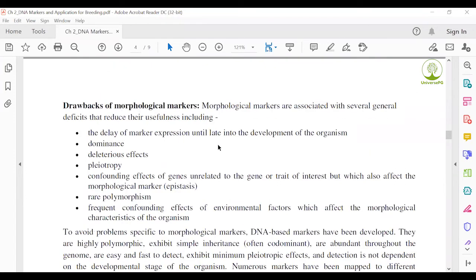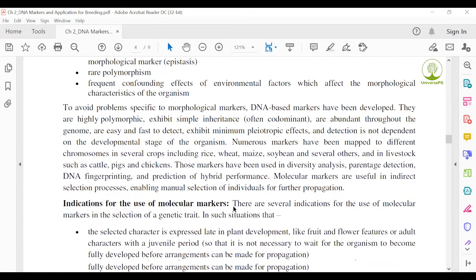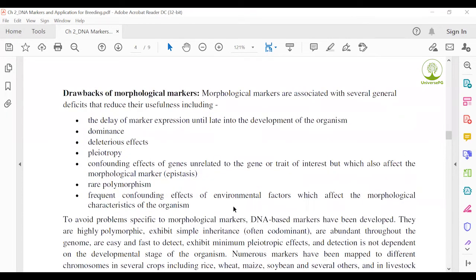Drawbacks of morphological markers. Some drawbacks are found in morphological markers for use in crop improvement in the agricultural field: the delay of marker expression until late in the development of the organism, dominance, deleterious effect, pleiotropy, confounding effect of genes unrelated to the genes or trait of interest but which also affect the morphological marker, rare polymorphism, and frequent confounding effect of environmental factors which affect the morphological characteristics of the organism. Those are some drawbacks of morphological markers.